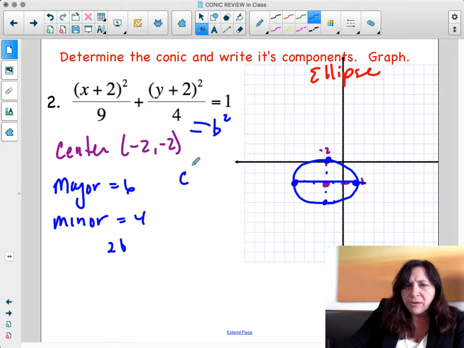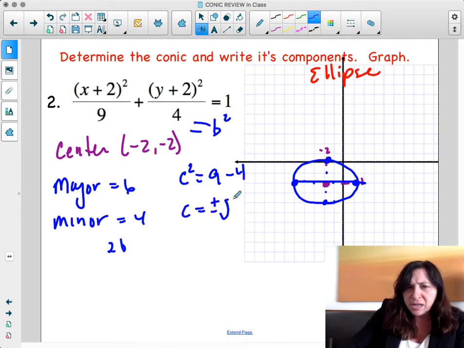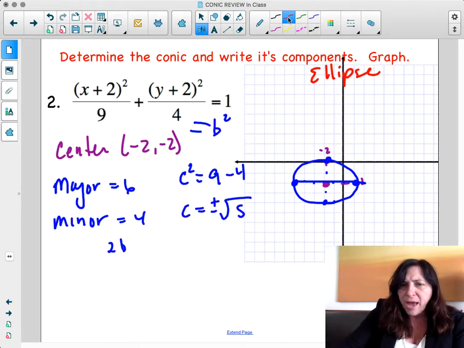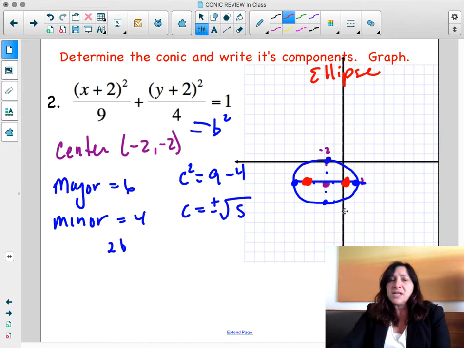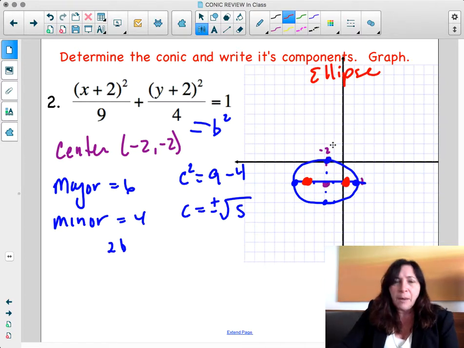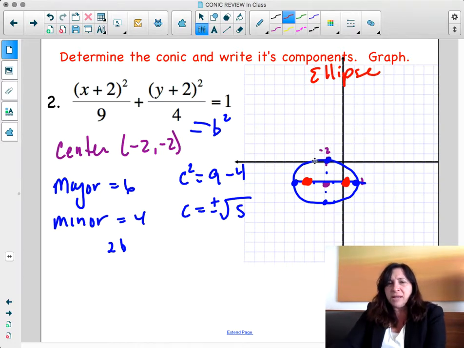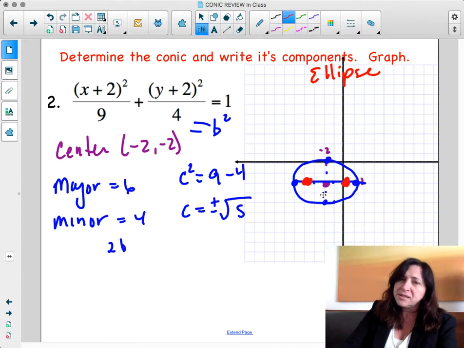My focal points are at c squared equals a squared minus b squared. So c equals plus or minus the square root of 5. So that means I'm going to go square root of 5 to the right and square root of 5 to the left on my major axis. If I were to go up or down this way, my focal points would have been outside of my ellipse, and therefore I would have known that that wouldn't be my major axis.